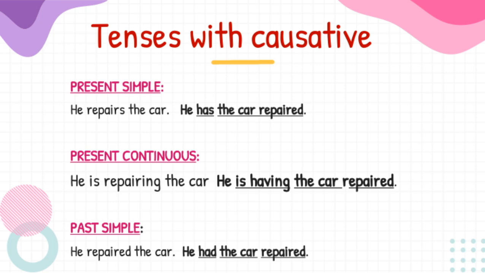Moving to the past simple tense, if I say, he repaired the car, the causative form becomes, he had the car repaired. This indicates that in the past, he organized or caused the repair to be carried out by someone else. The key takeaway here is that these causative structures, whether in present or past tense, are useful for showing that someone arranges for another person to do an action. They help us express responsibility or delegation clearly. Understanding this will enhance your ability to describe actions involving third parties across different times and contexts.